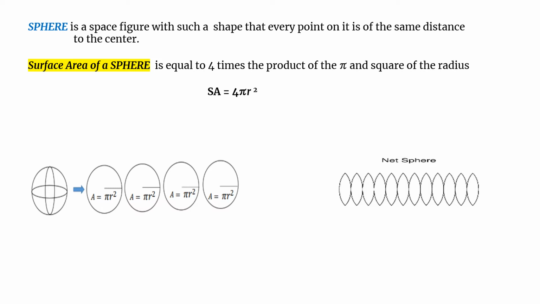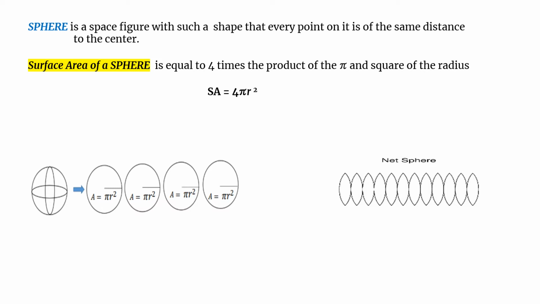Sphere is a space figure with such a shape that every point on it is of the same distance to the center. So sphere is almost the same with the circle. Ano? Ang difference lang nila, pag sinabing sphere, it is a solid figure, while a circle is a plane figure. And to get the surface area of a sphere, it is equal to 4 times the product of the pi and square of the radius. In symbol, it is 4 pi r squared.